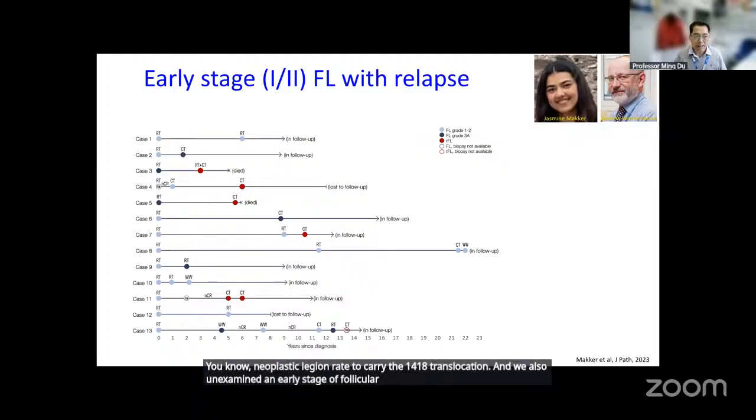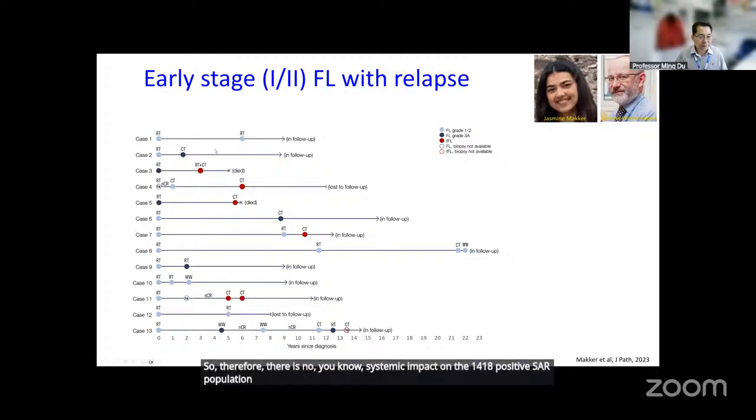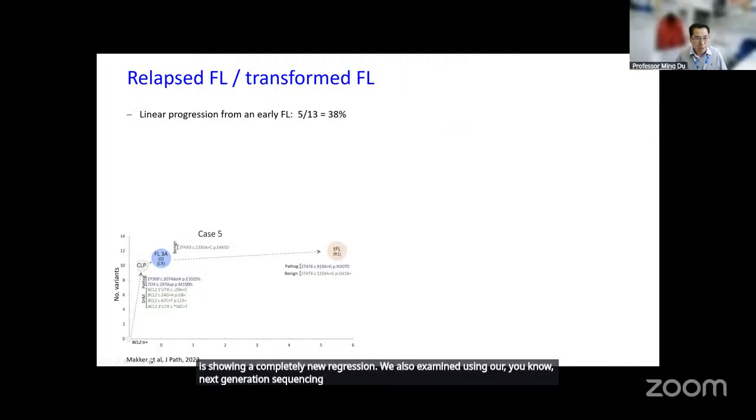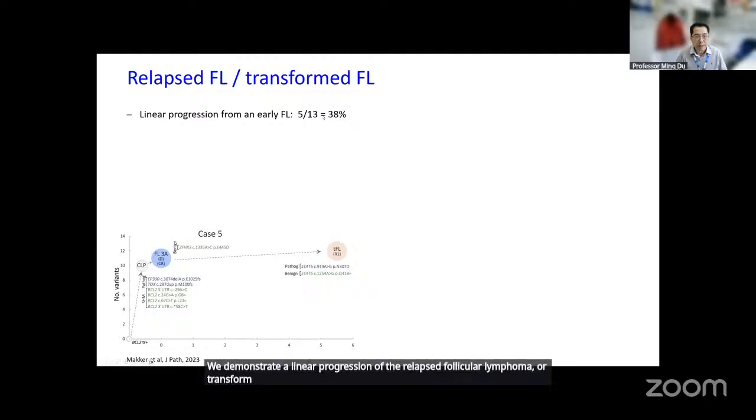They are treated by local radiation therapies. So therefore, there is no systemic impact on the 14;18 positive cell population. For each of these cases, after local radiation, the patient showed a complete regression. We also examined using our next generation sequencing panels. We demonstrate a linear progression of the relapsed follicular lymphoma or transformed follicular lymphoma in around 40% of cases.